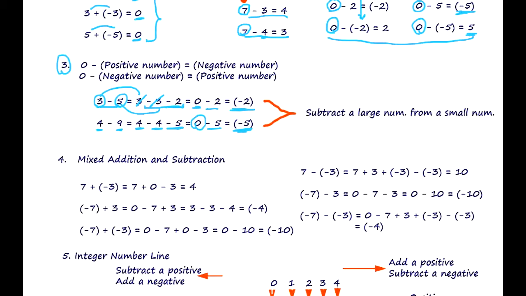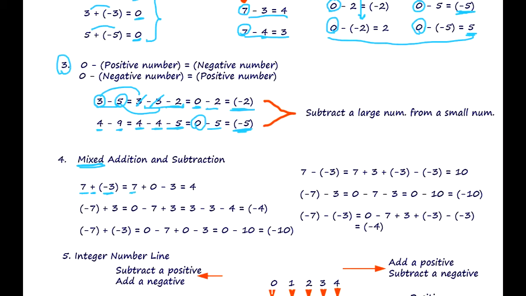Okay, so now we know how to subtract a large number from a small number. Its answer is a negative number. Now let's think about mixed addition and subtraction. Mixed means we have a whole number and a negative number together. Say 7 plus negative 3. How do we do that?